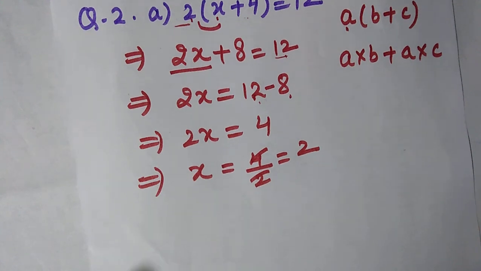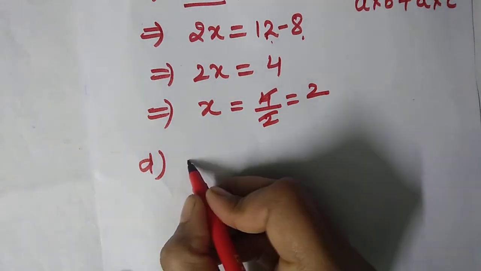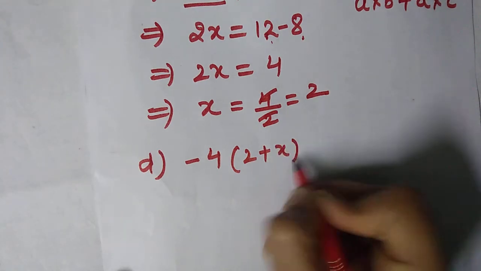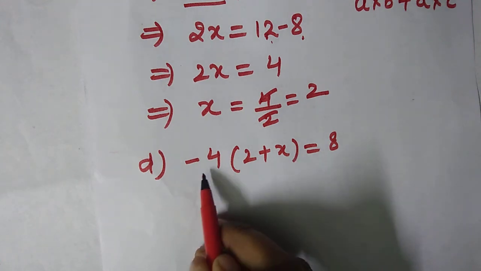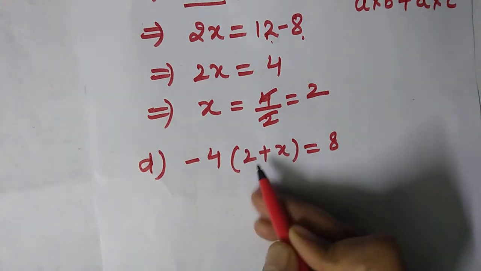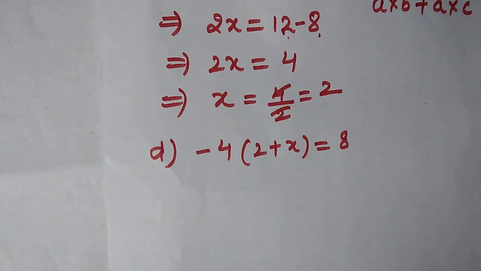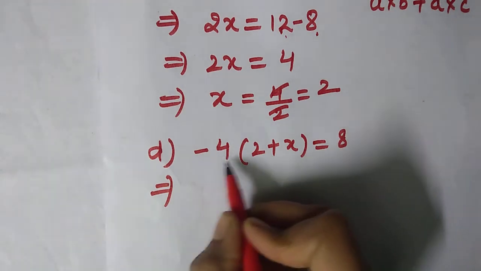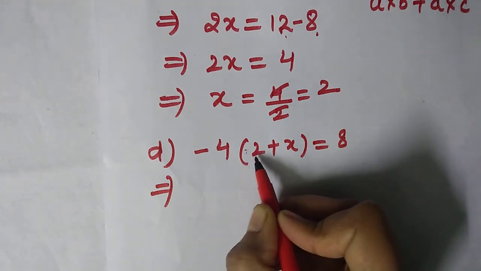Now one more part I am taking, that is part D. In part D, -4 is outside the bracket, and how you will read it? This is part D: -4 into 2 plus x. -4 is outside the bracket and 2 plus x is in the bracket. We need to find the value of x. Again we have to apply the distributive law. Now this is minus, so first this -4 will be multiplied with +2. Here it is plus, +2.